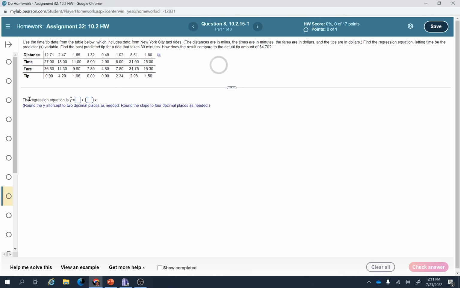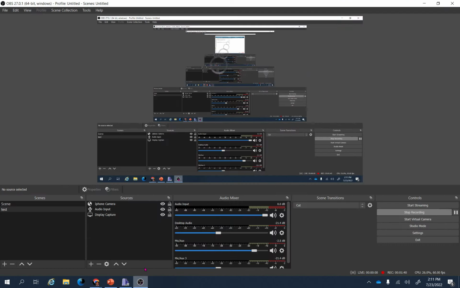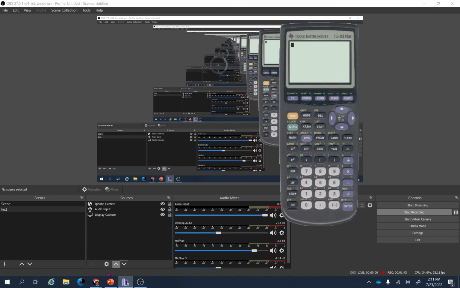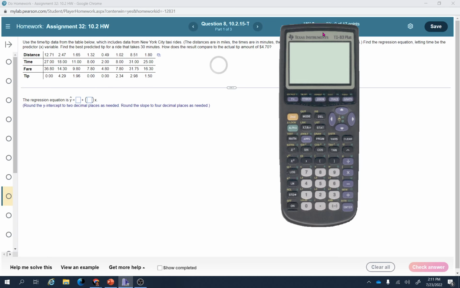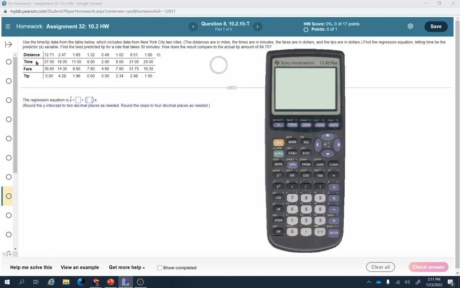First of all, let's find the regression equation by using a calculator. If we use a calculator, we have to first enter this data, time and tip. Time is our x value and tip is our y value. So go to stat, number 1, and that will give you the place. L1 is the list of data for time, and L2 is the list of data for tip.